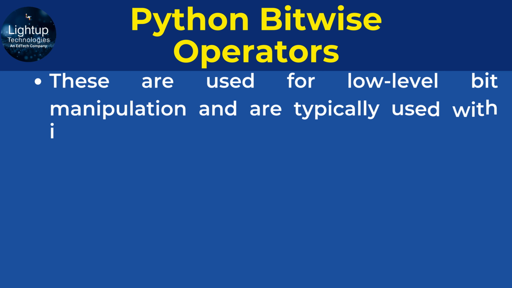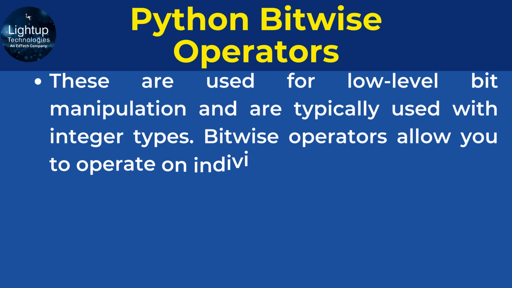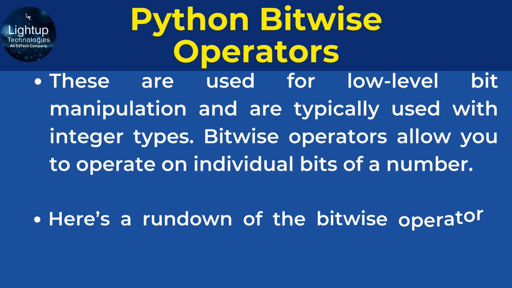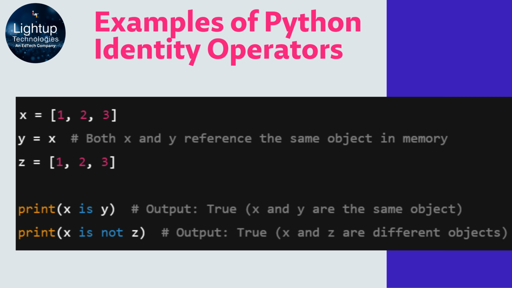Finally, let's talk about bitwise operators. These are used for low-level bit manipulation and are typically used with integer types. Bitwise operators allow you to operate on individual bits of a number. Here is a rundown of the bitwise operators: and, or, XOR, not, left shift, and right shift. Bitwise operators are mainly used in low-level programming, encryption, and specialized algorithms where manipulating bits directly is necessary.